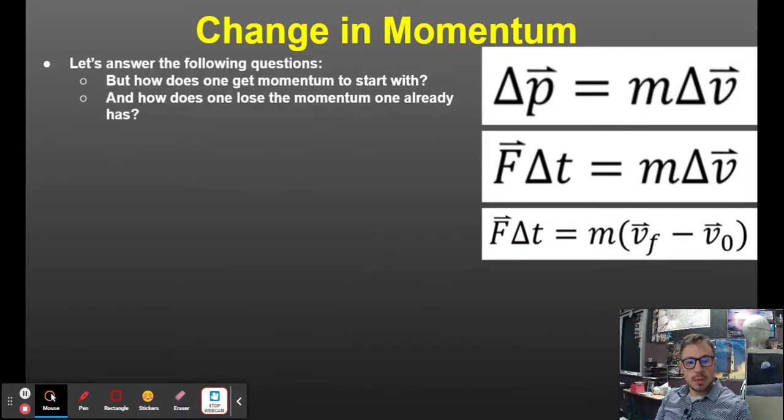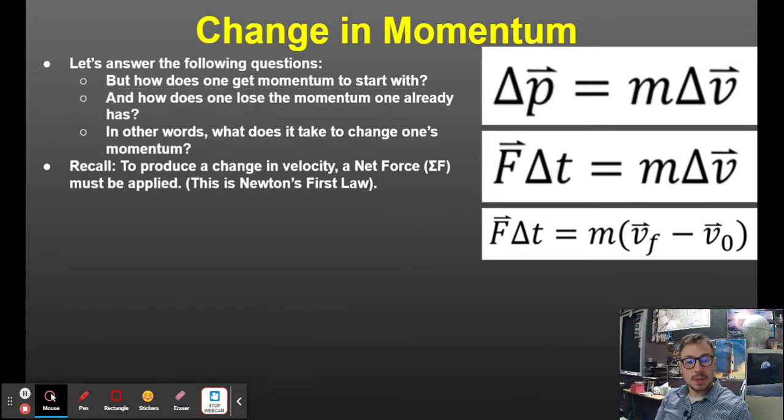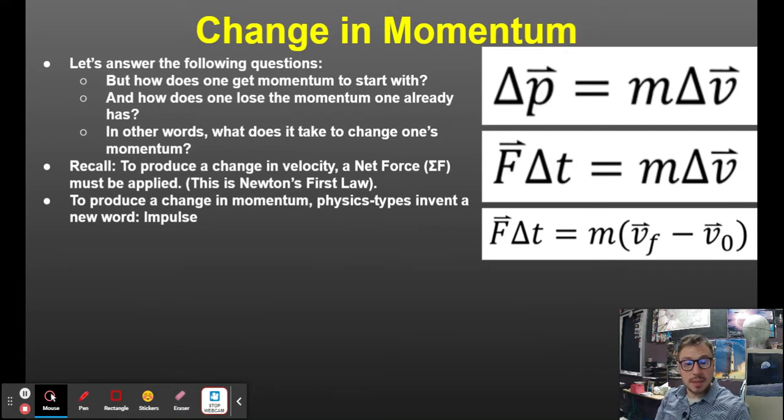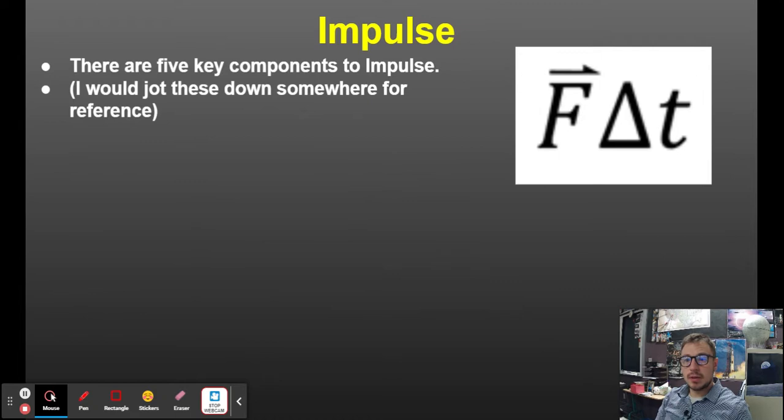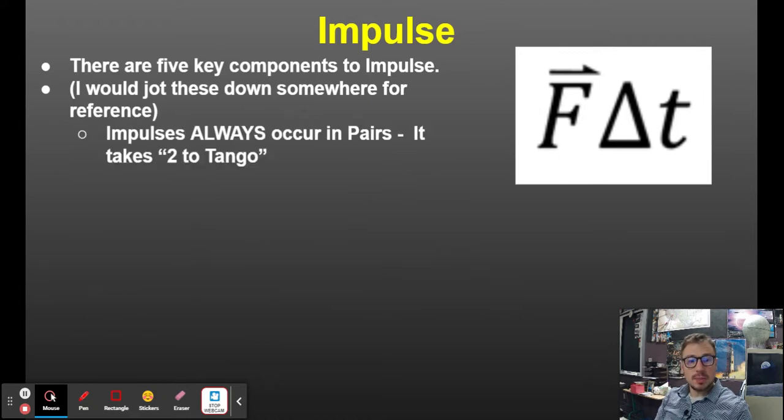So in order to change momentum, something called an impulse must be applied. Impulse is change in momentum, and it is the product of the force applied multiplied by the time interval that force is applied. Now, if we look at some things that are true about impulse, impulses always occur in pairs because we know, according to Newton's third law, that for every action there's an opposite and equal reaction. We know that those force pairs are simultaneous, which means they occur for the same time interval. So if the force pairs are the same and they occur for the same time interval, that must mean the impulse is the same because impulse is the product of force times the time interval.